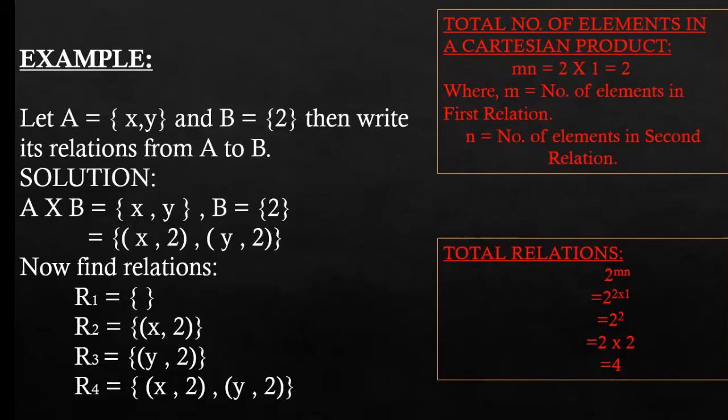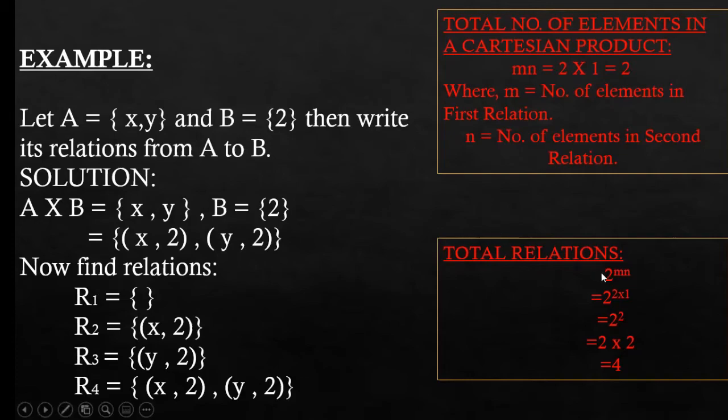A cross B is equal to x2 and y2. So there are two elements, two ordered pairs which are present in the Cartesian product, which we have found through the formula mn. Now we have to find the total relations. There is a formula to find the total relations, which is 2 raised to the power mn.